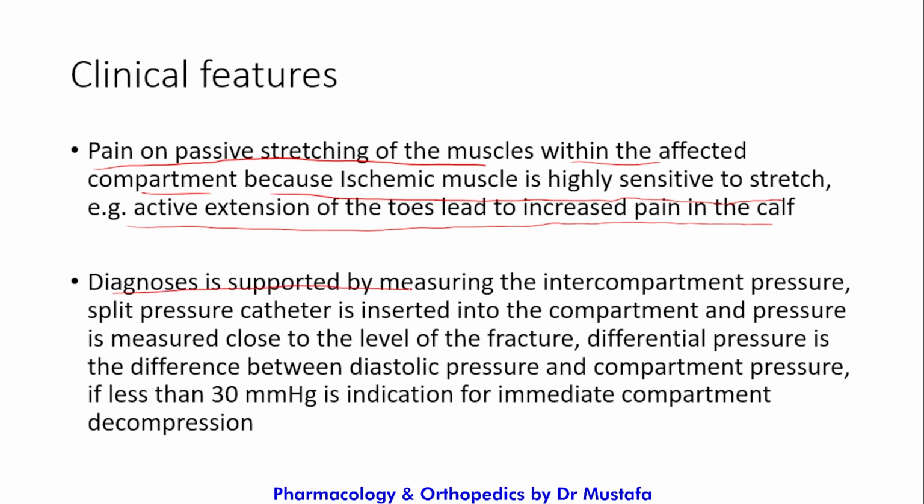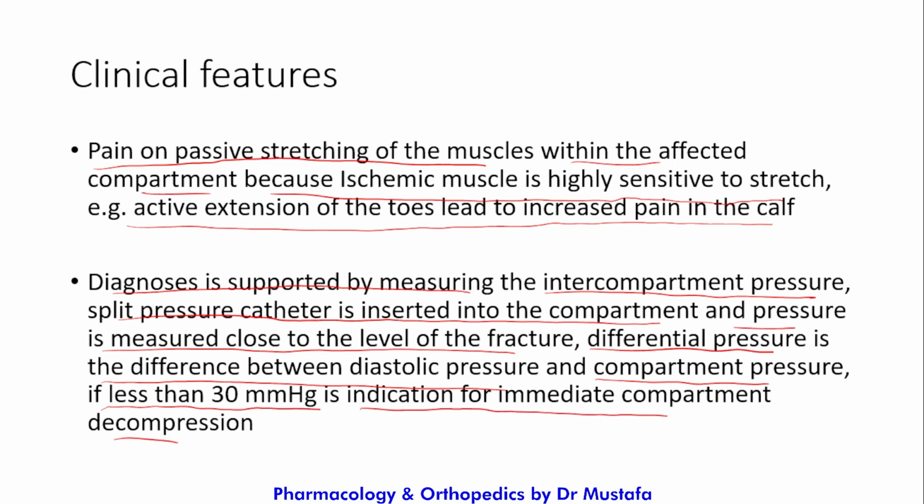Diagnosis is supported by measuring the intra-compartment pressure. A split pressure cath is inserted into the compartment and pressure is measured close to the level of the fracture. Differential pressure is the difference between the diastolic pressure and the compartment pressure. So you basically measure the compartment pressure and then you find the differential pressure, which is the difference between the diastolic and the compartment pressure. And if it is less than 30, then it's an indication for immediate compartment decompression.